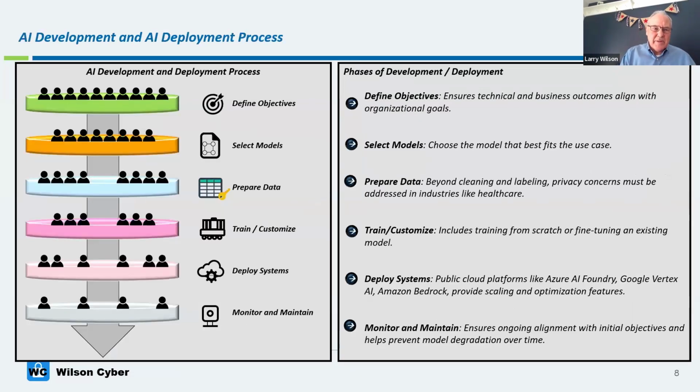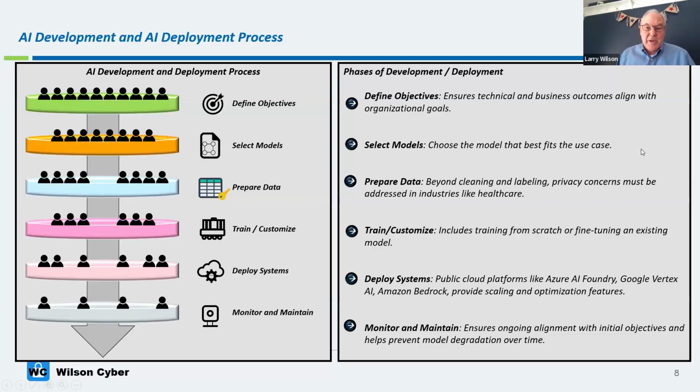So how is AI developed and how is AI deployed? This diagram on the left shows the development and the deployment process. We start with the objectives. We select the models. Once again, foundation models are selected. We then prepare the data. We train and customize the model, and that is the development stage. Then we deploy the systems, we monitor and maintain those systems to make sure they meet our requirements. So the phases include defining objectives, ensures technical and business outcomes meet organizational goals. We select the models. We want to choose the models that best fit the use case.